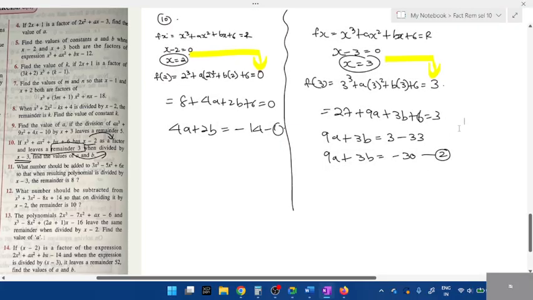Minus 3. Okay. So you'll have two equations. 4a plus 2b is equal to minus 14.